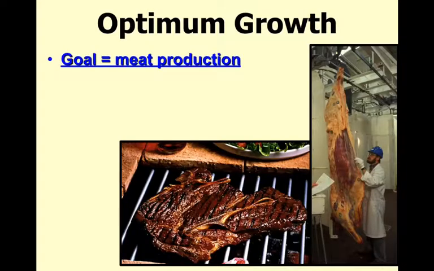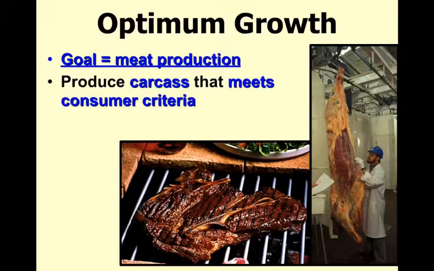So for those animals that are desiring meat production, optimum growth is all about trying to produce a carcass that's going to meet consumer criteria. We got some pictures of a beef carcass up there, but it's going to be lean, desirable, have marbling, and all of those things. So that's where when we're feeding animals for growth, depending on if it's beef, sheep, goats, whatever the case may be, it's going to be about carcass traits and trying to meet the consumer's criteria for carcasses.